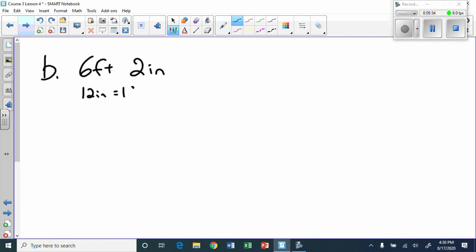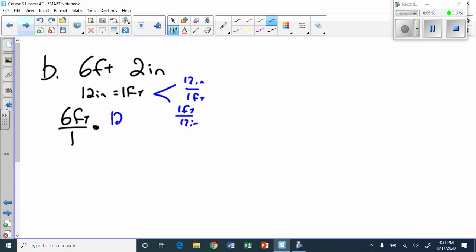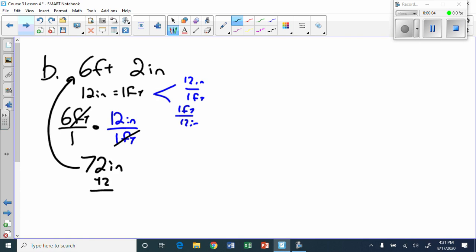12 inches is 1 foot. So 6 feet over 1 times, which of the two forms could I do? 12 inches over 1 foot, or 1 foot over 12 inches. And if I want to cancel, I'm going to use 12 inches over 1 foot. Feet cancels with feet. 6 times 12 is 72 inches. 72 inches is the 6 feet plus 2, 74 inches.